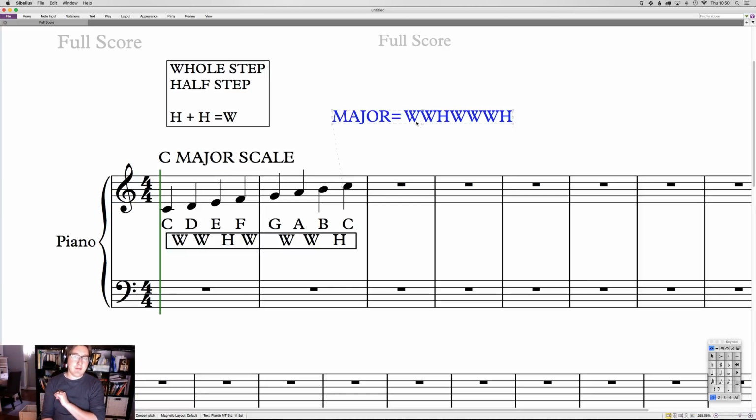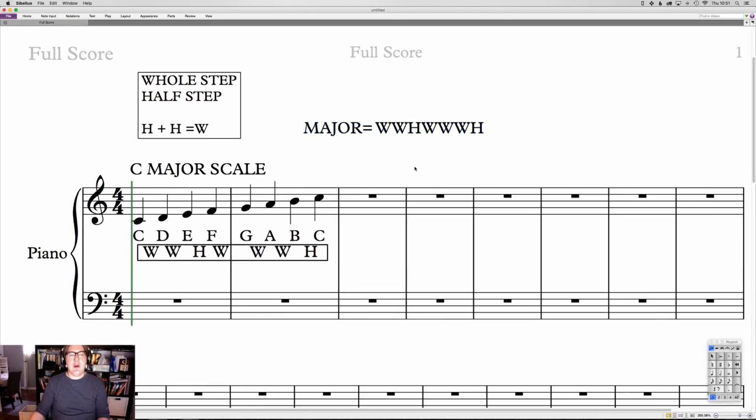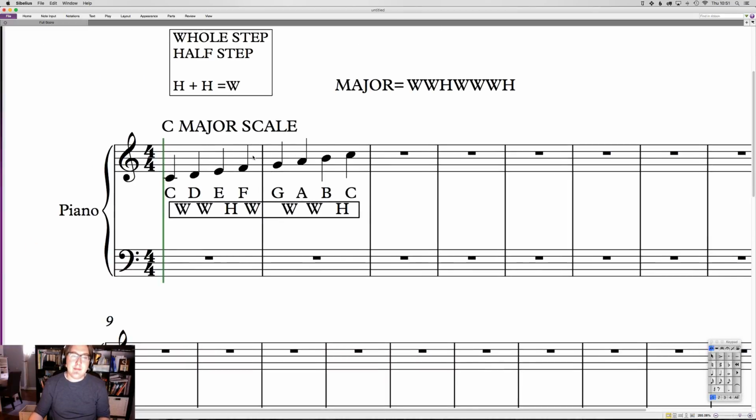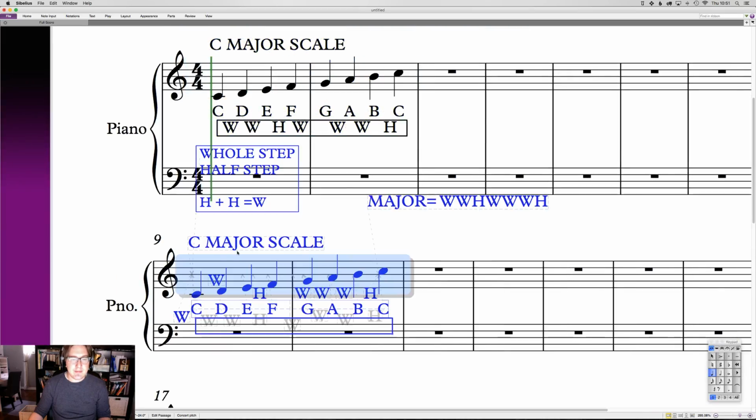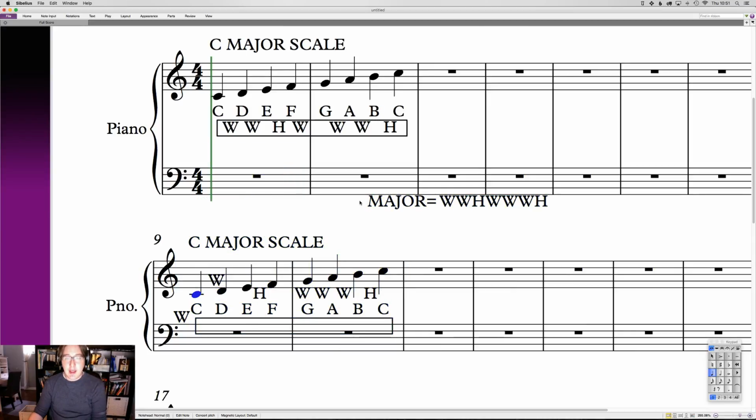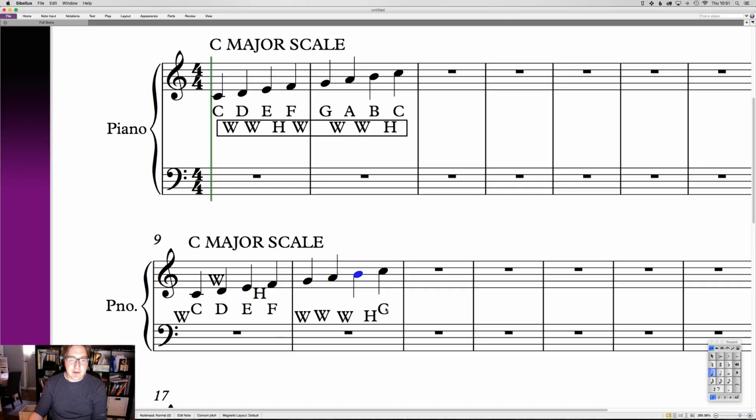Okay? Now, why does this matter? Let's go through a C major scale and let's change one note. Let's change one step. So I'm going to copy this whole thing over here, right down here. Okay? And what I'm going to do is change the pattern of whole and half steps.